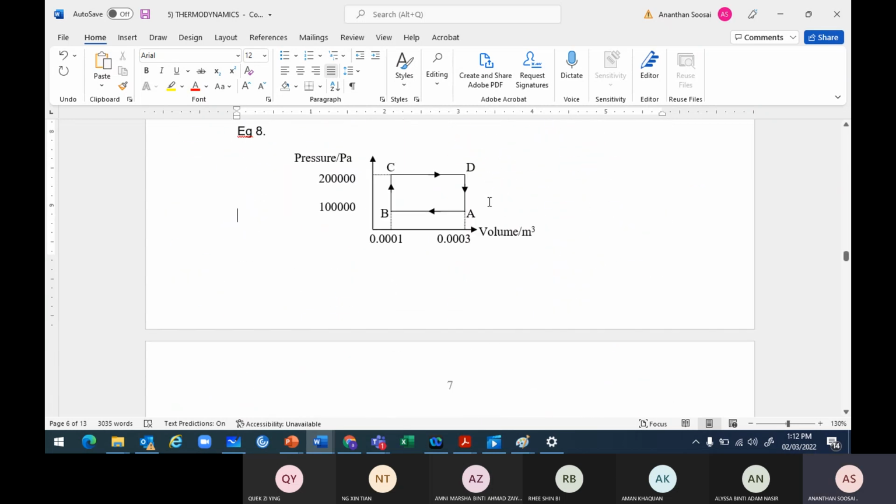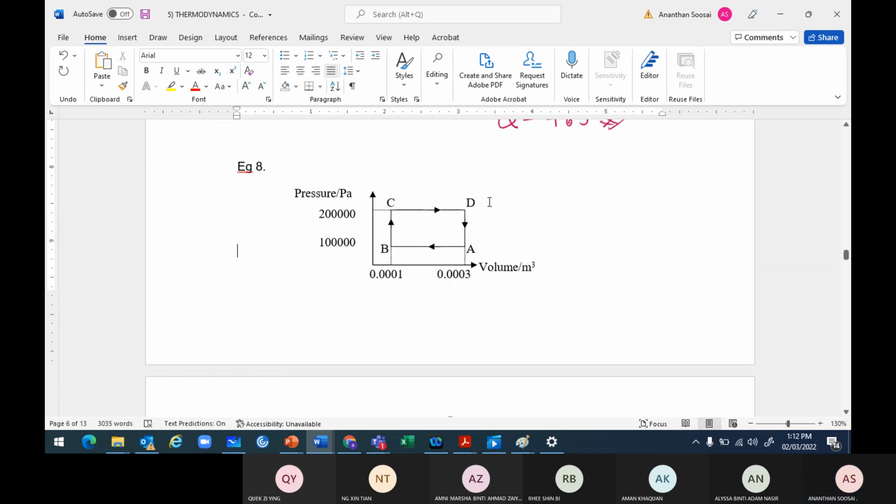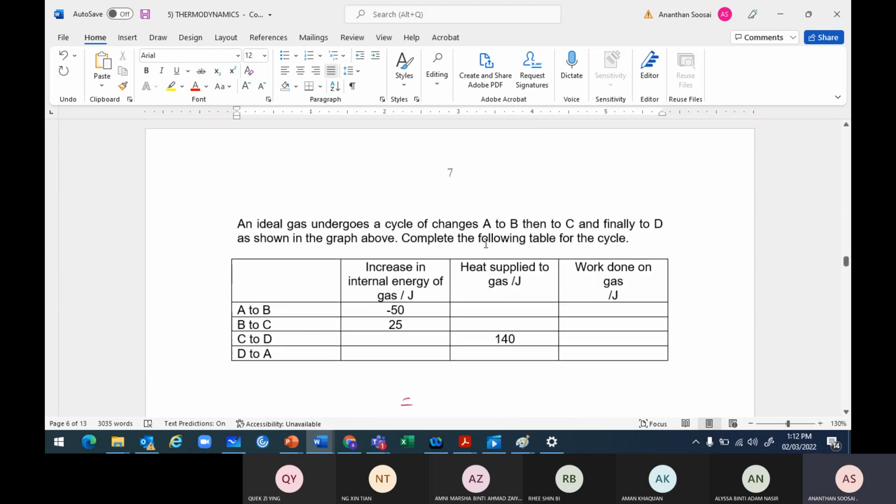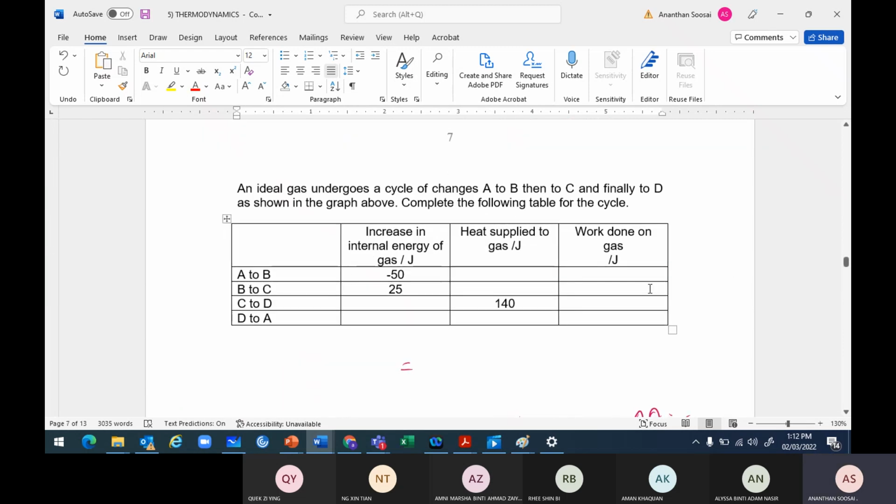Okay, the last one. Now with numbers, again a P versus V graph. A, B, C, D are four positions. Of course D has the greatest internal energy, high temperature. Now a question: you need to fill up these values using the first law of thermodynamics. Earlier we filled in plus, minus, 0. Now you have to fill in numbers.